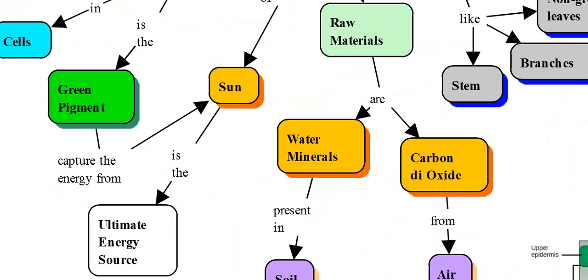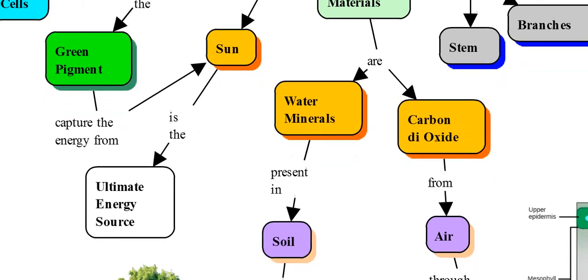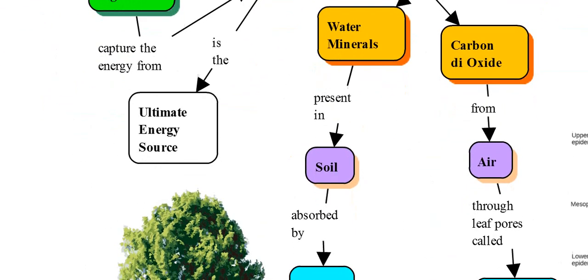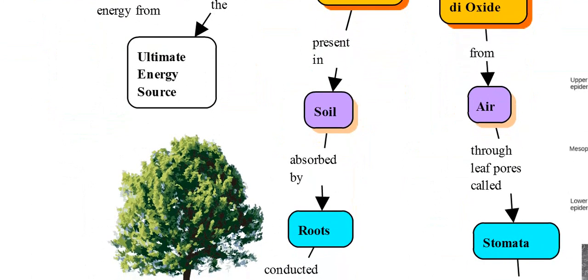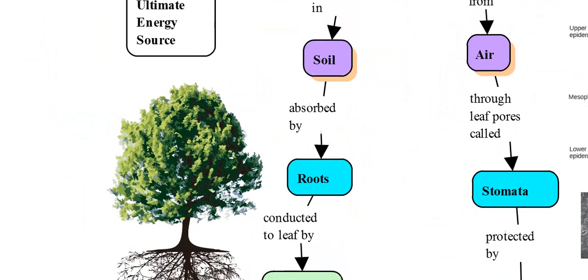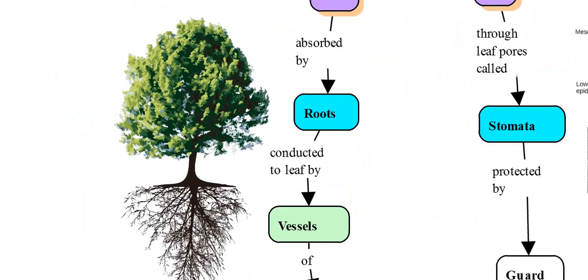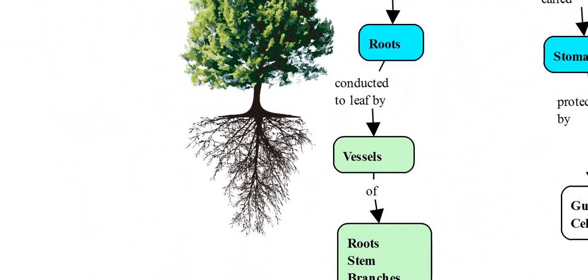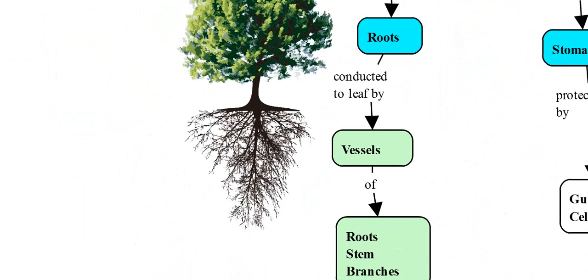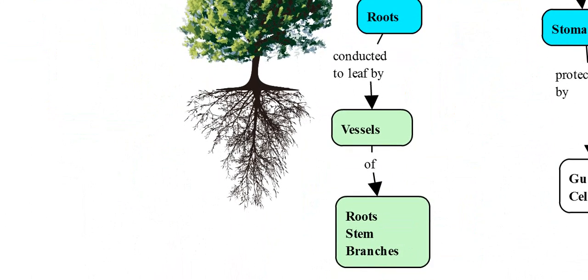Now let us discuss the raw materials needed to make food: water and carbon dioxide. Water is present in the soil, and this water is absorbed by the roots, and is conducted to the leaf by pipe-like structures called vessels. They go through roots, stems, and branches.